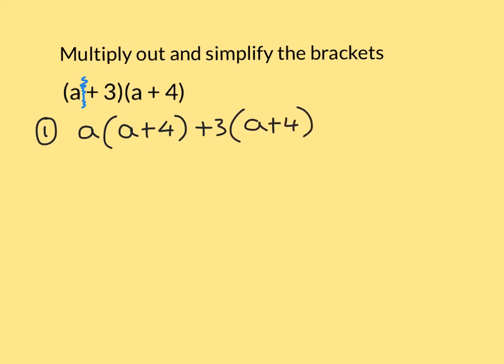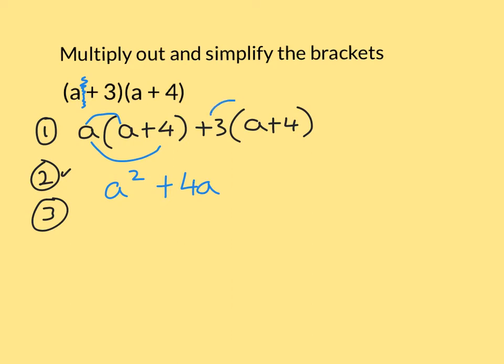When I do that, that's step 2 done. Step 3 is going to be using the loop method to multiply out this bracket. So I have a by a and a by 4. Well, a by a gives me a squared. A by 4 gives me plus 4a. Then I have plus 3 by a gives me plus 3a. And plus 3 by 4 gives me plus 12.